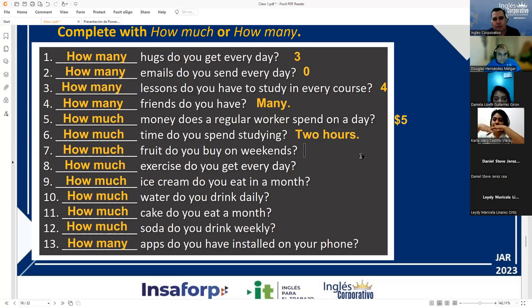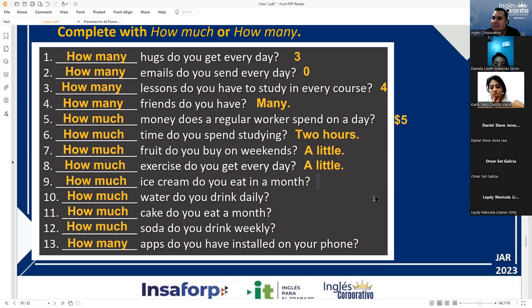Okay. How much fruit do you buy on weekends? A little or a lot? A little. How much exercise do you get every day? A little. Never. A lot. A little. No, but Carlita dances and Danielita dances too. If you dance, that's exercise. Right? Yes. Okay.